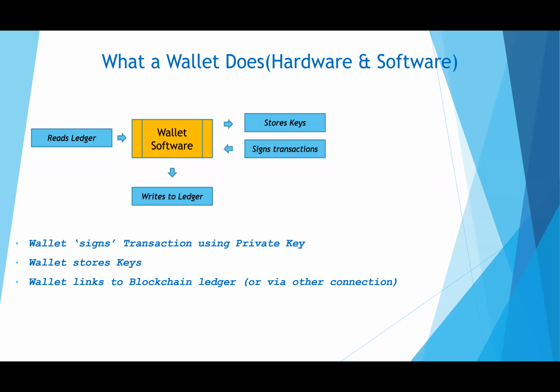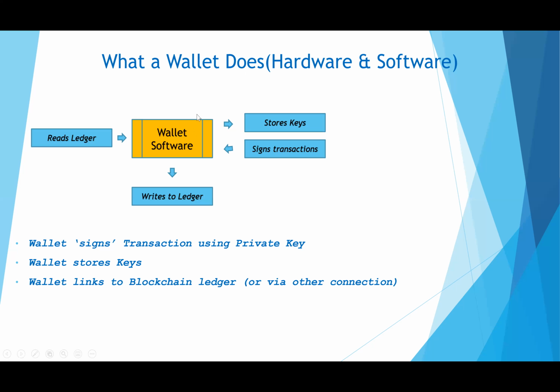The other thing a wallet does is it reads in the values that are on a blockchain ledger, Bitcoin for example, to make sure that funds are available against a particular Bitcoin address. It stores your keys, it signs your transactions, and then it writes records back to a ledger. So the wallet signs the transactions using a private key, it stores the key, and it links to a ledger. And that's all a wallet actually does. It stores your keys, signs transactions, and connects either directly or via software to the blockchain.